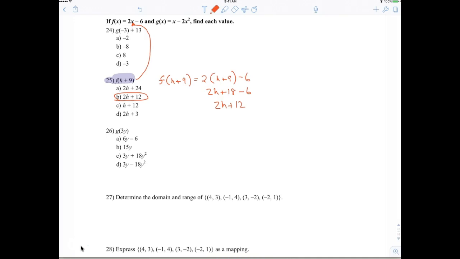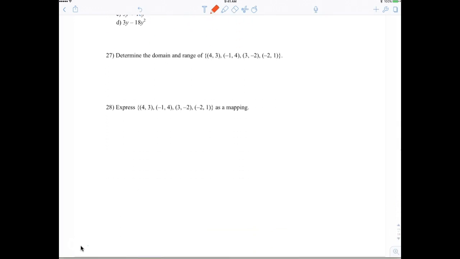All right, let's try 27. Determine the domain and range. What am I doing for the domain and what am I doing for the range? Domain is the x, range is the y. So for 27, here we go. We already had these problems, but I'm just reinforcing. Domain: negative 2, negative 1, 3, and 4. Range would be what? Negative 2, 1, 3, 4. Everybody happy with that? All right, perfect.